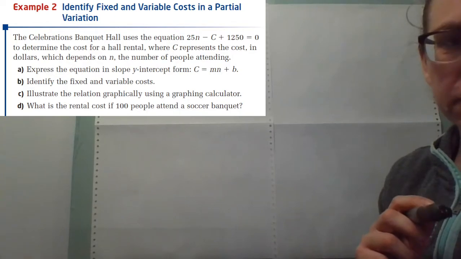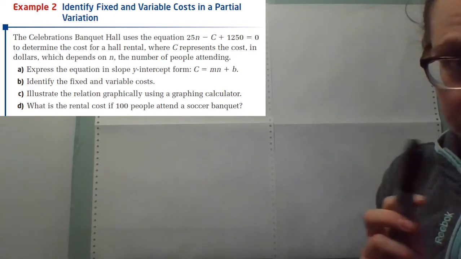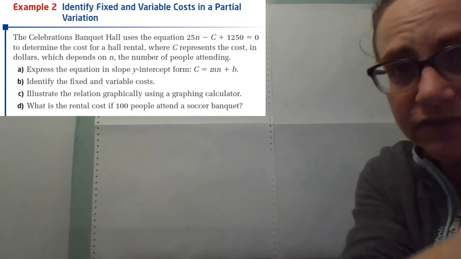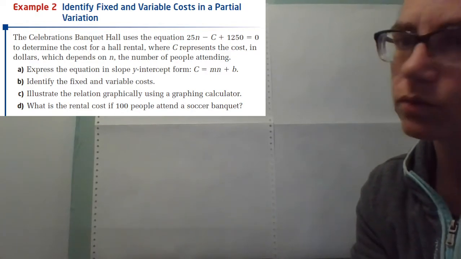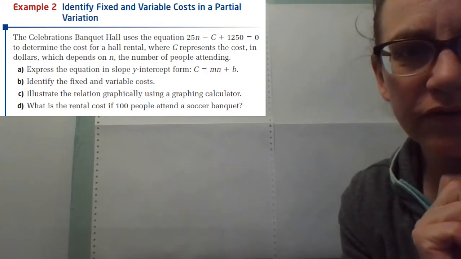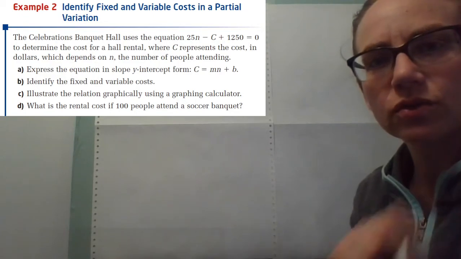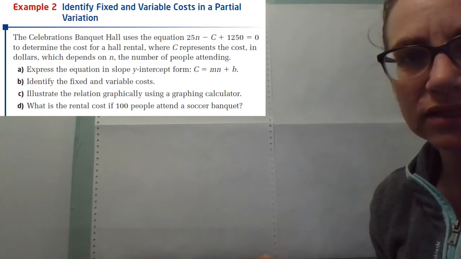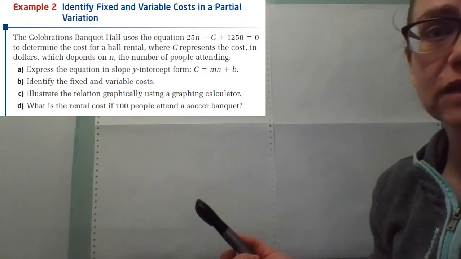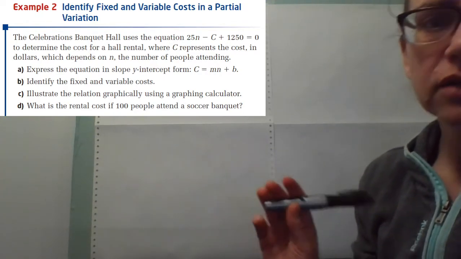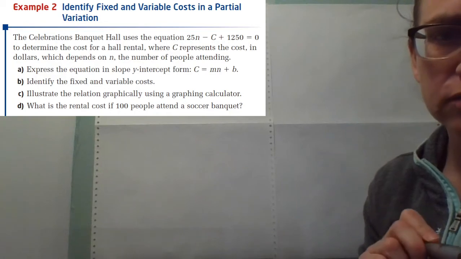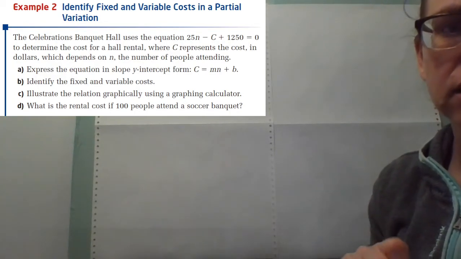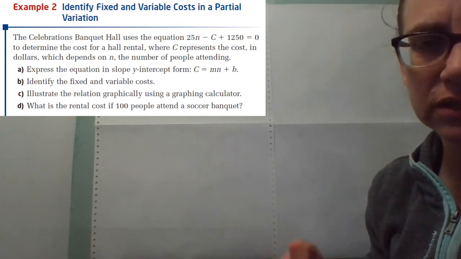Okay, let's look at this word problem. So it's example 2 from your textbook. We need to identify fixed and variable costs in a partial variation. That's a lot of language there. We've got the celebrations banquet hall uses the equation 25n minus c plus 1,250 equals 0 to determine the cost for a hall rental, where c represents the cost in dollars, which depends on n, the number of people attending.